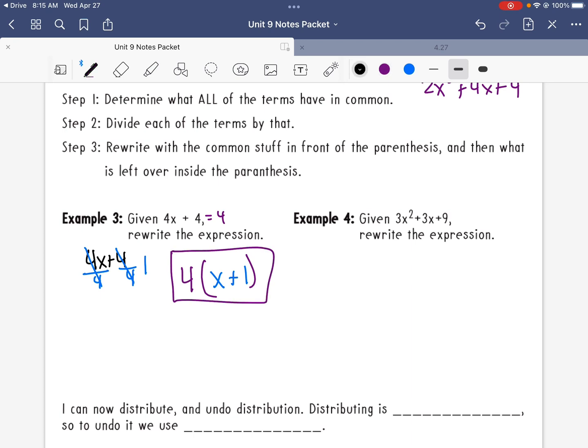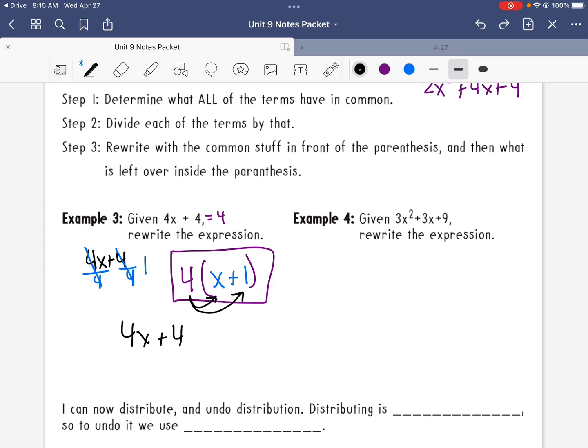Okay. Now, let's double check our work here. 4 times x is 4x. 4 times 1 is 4. Is this what we started with? Yes, it is. So that is the correct answer.